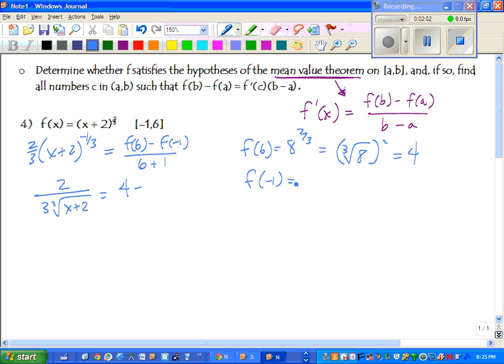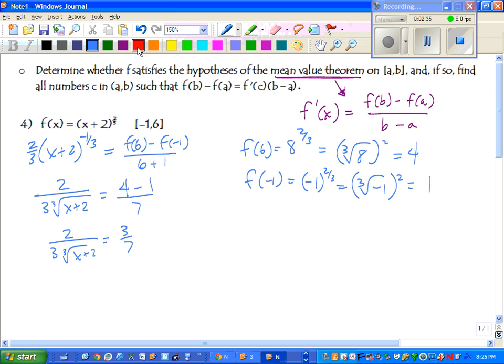F of -1: -1 plus 2, we get 1 to the 2/3. So the cube root of 1 squared. Well, the cube root of 1 is just 1, and 1 squared is 1. So we have 2 over 3 times the cube root of x plus 2 equals 3 over 7. We need to try and solve this.